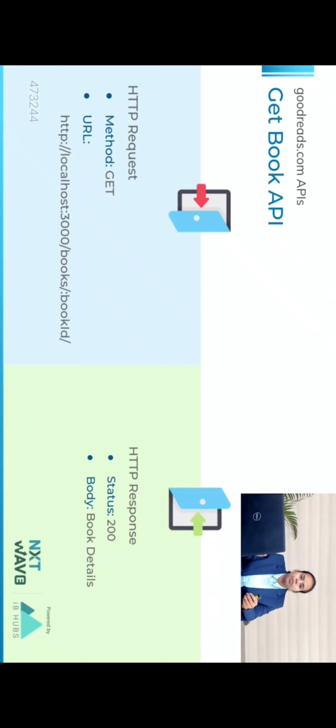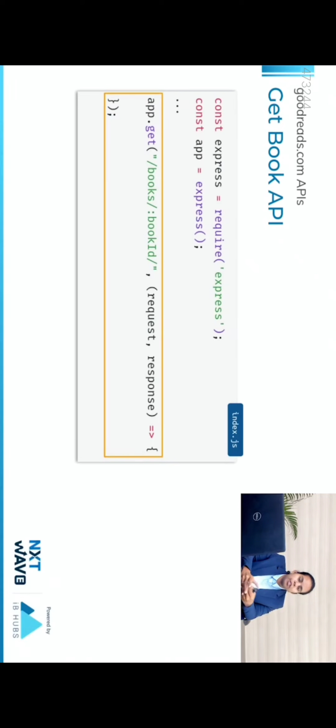Okay, now coming to the response. So in the response, we want to send the book details in the body of the HTTP response. Okay, this part is clear. Okay, now let's start writing the API for this. So as we understood, app dot, so it's the HTTP method is get, so get of, and coming to the path. So the path is /books/:book ID. Okay, and then comma, now coming to the handler. So the request and the response are the arguments and we have the arrow function there.